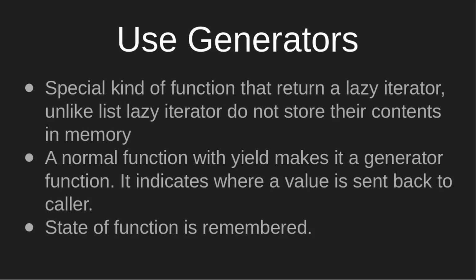Using a generator can be helpful when you are dealing with huge data, as a generator returns a lazy iterator which does not store its content in memory. So how will you write a generator function? It's similar to a regular function, but instead of return, it returns values via yield, which sends the values one by one and also remembers the state of the function. I will make a full video on generators with code separately.